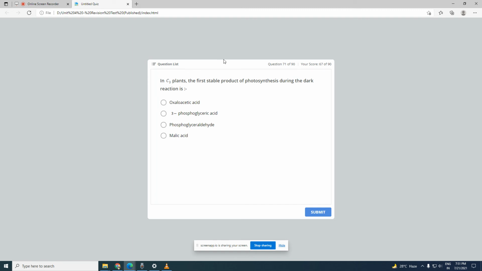In the 71st question, 3-phosphoglyceric acid is the right answer.